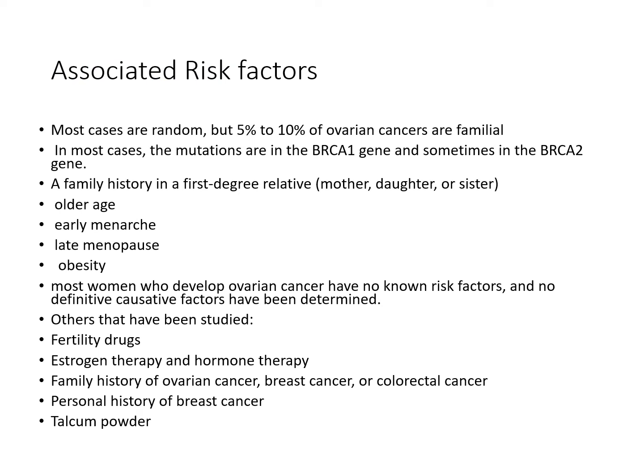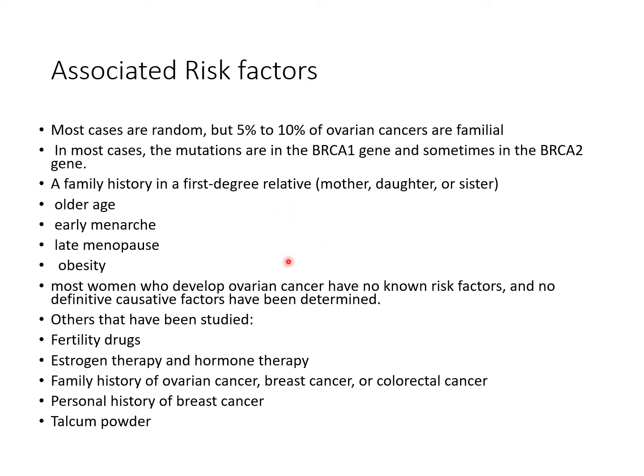We have associated risk factors. Most cases are random, but about 5% to 10% of ovarian cancers are familial. In most cases, the mutations are in the BRCA1 gene and sometimes in the BRCA2 gene. We've talked about the BRCA1 and BRCA2 genes briefly in a previous PowerPoint, so you just want to refer to those notes once again. Just briefly, these are proteins that we have, and normally they help kill off any weird cells in our bodies. But at some point, they may end up becoming mutated, and we don't care why they become mutated. Now they're no longer functional; they're no longer taking care of us.